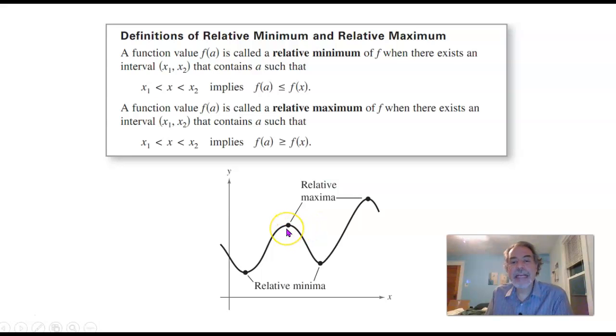And a relative maximum is like a mountaintop. It's maybe not the highest mountaintop, but it's the highest point on that particular hill. So if you're at a relative maximum, you can't get any higher unless maybe you go down off that hill and go climb a different hill.